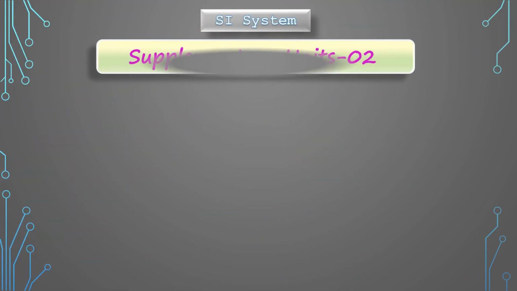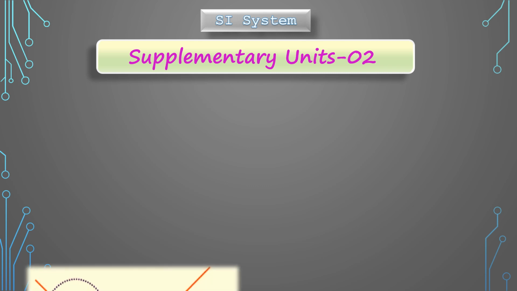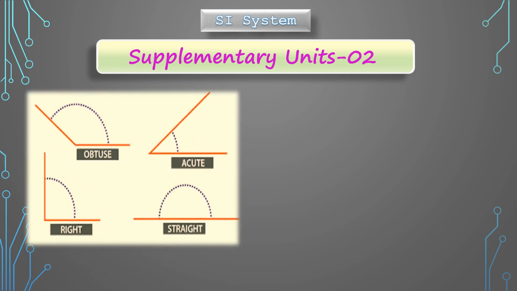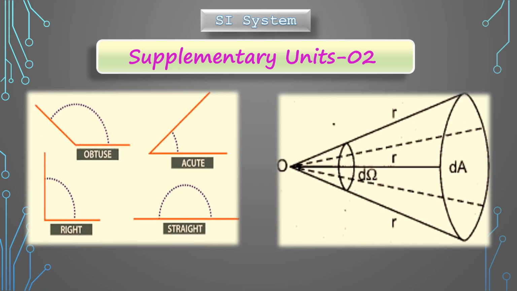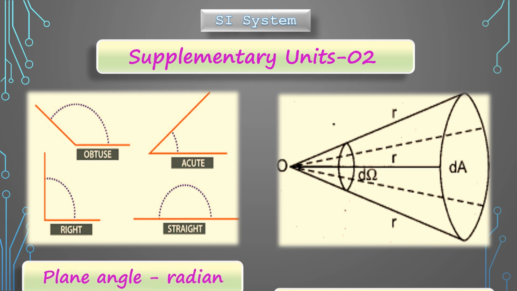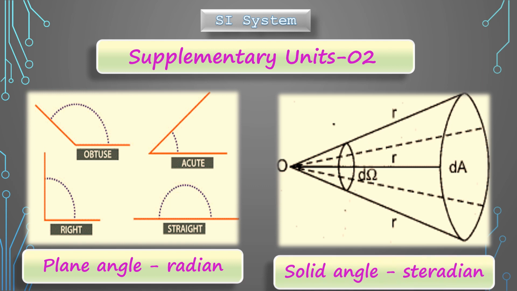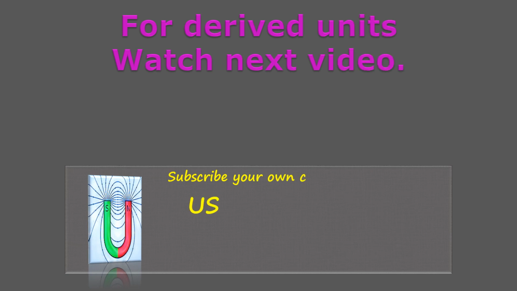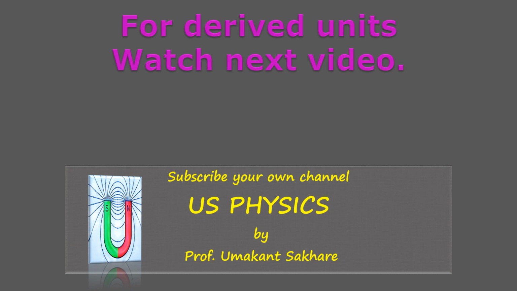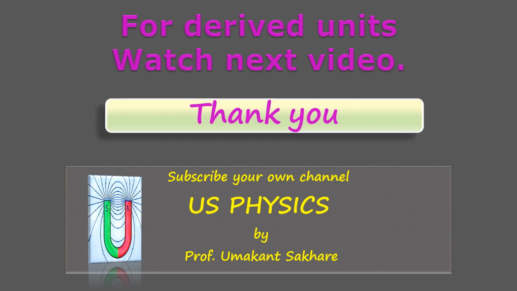Along with the 7 fundamental units, the SI system consists of 2 supplementary units for plane angle and solid angle. The plane angle is measured in radian, whereas the solid angle is measured in steradian. The SI system consists of many derived units. How these derived units are expressed in the SI system, we will discuss in our next video.